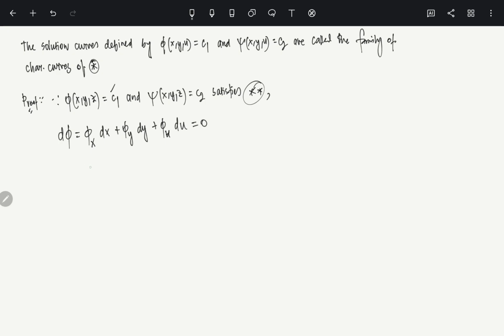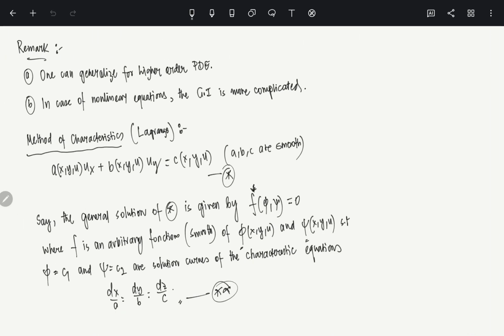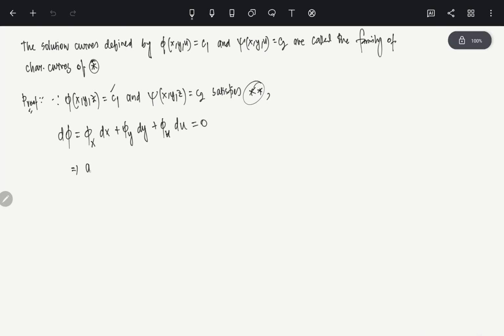And so that is basically nothing but, what is phi of x dx? You see, dx by a equals dy by b equals dz by c, or du by c if you want. Now you see, if you take it to be some lambda, then dx equals lambda times a, dy equals lambda times b, and du equals lambda times c. So basically this becomes a times dx plus b times dy plus c times du equals 0. Lambda is non-zero, right?